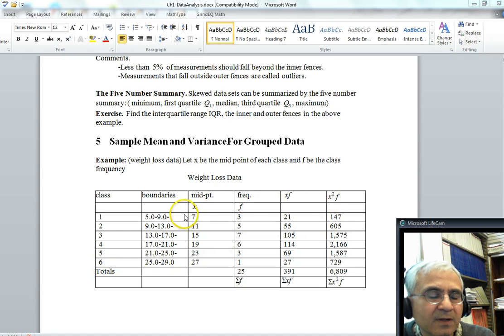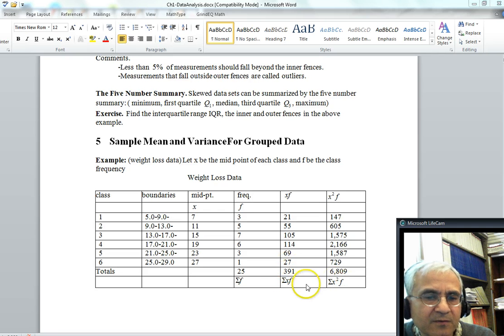And then I want to square this column and multiply by this column. That's where I get x squared f. So 7 times 7 times 3 gives me 147. 11 squared times 5 gives me 605. 15 squared times 7 gives me this, and so on. Or, since I have xf, I can multiply this by this. That gives me x squared f. Another way of doing this. And then I get the x squared f.